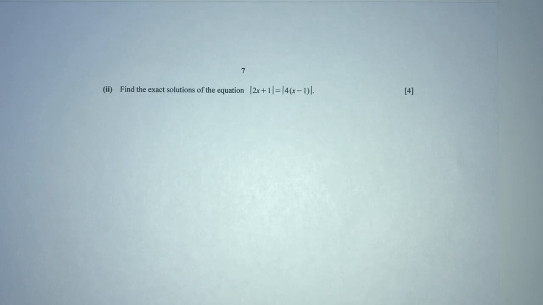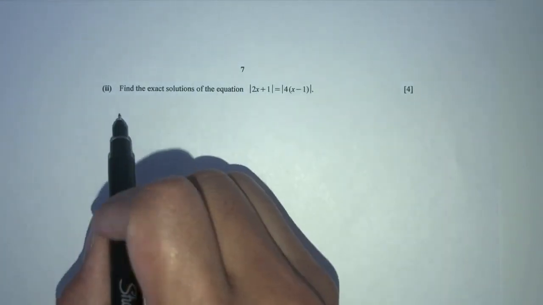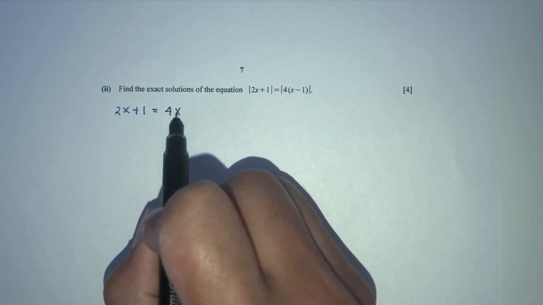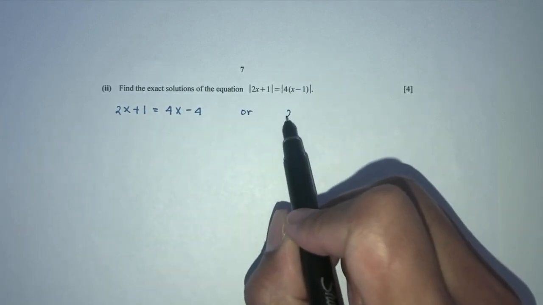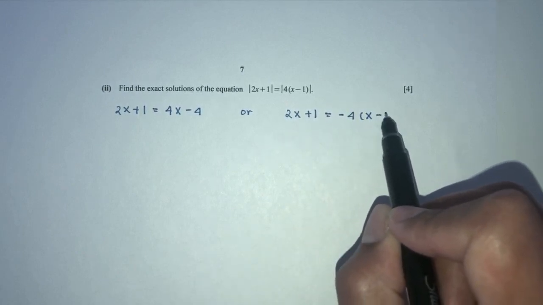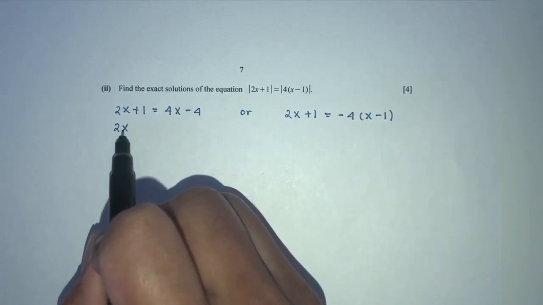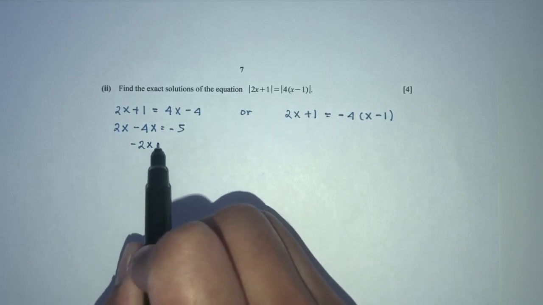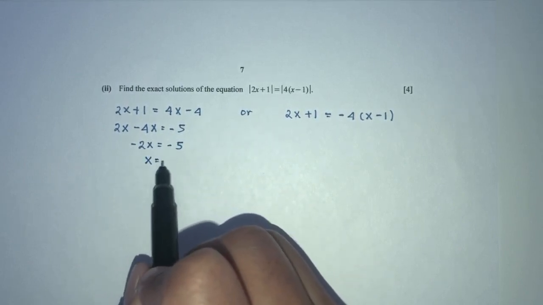Now let's move on to question part 2. So we have to find the exact solution for this equation. So how would you solve this? There's two ways. One way is you can square both sides to cancel out the modulus and then solve the equation one by one. Or we can just solve this like this. So we can write 2x plus 1 equal to the other side, which is 4x minus 4. Or it could be 2x plus 1 equal to the negative of the other side, which is minus 4x plus 4, wait, first case: 2x minus 4x is equal to minus 5, so minus 2x is minus 5. So x will be 2.5.